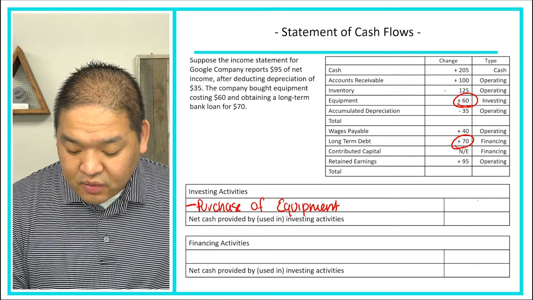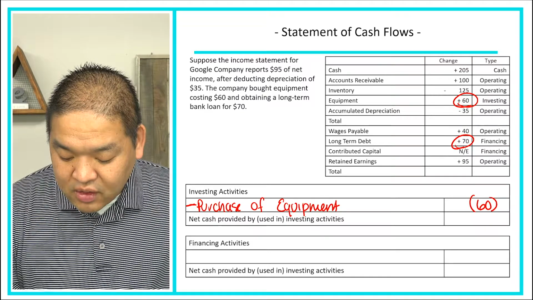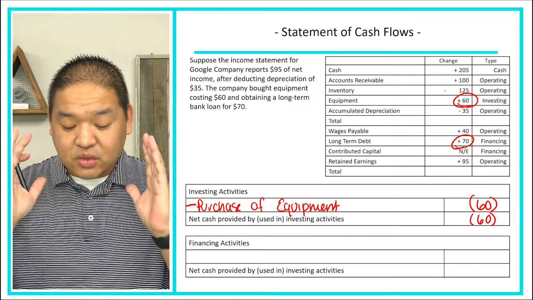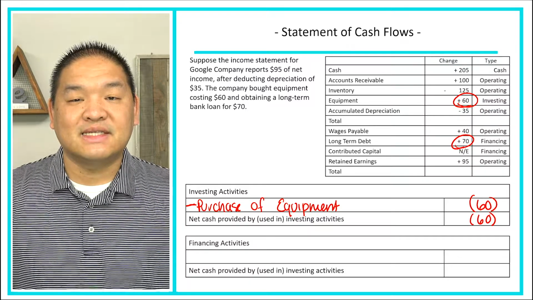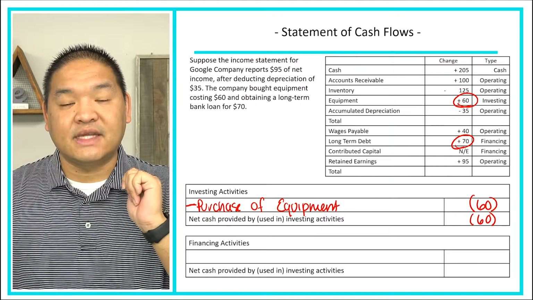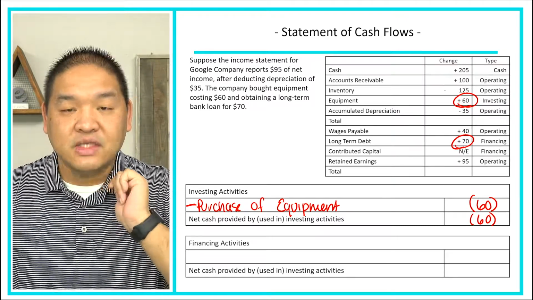And that purchase of equipment is $60. So we're going to subtract that. It's the only thing that we have in the investing activities. So we're going to total that up to 60 outflow. So cash used in investing activities is $60 because it goes out.